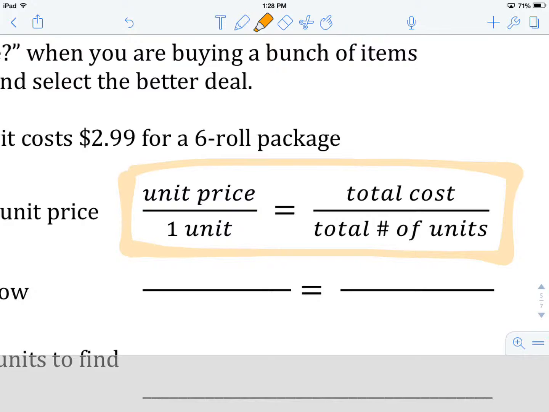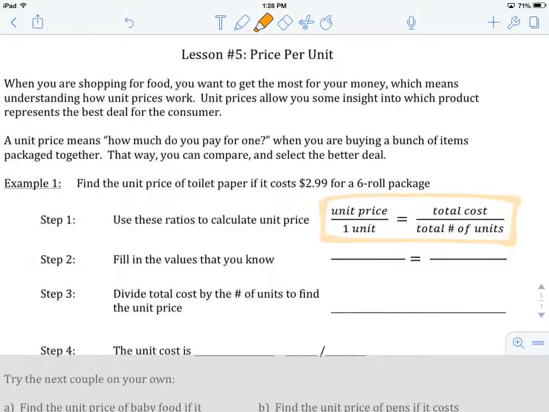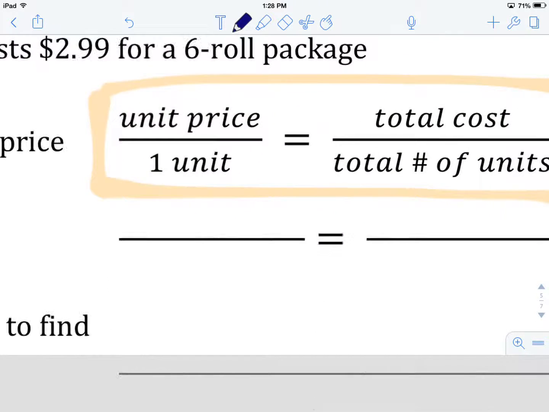So given that, let's fill in the values that we know. There are going to be 3 out of the 4 values that we know when we're trying to determine unit price. In this example, the unit price is the thing we don't know. And that's where we're going to put our variable. Now I'm going to use x. You can use any variable you like, but x is fairly common. And we're going to put x over 1, since we're talking about 1 unit.